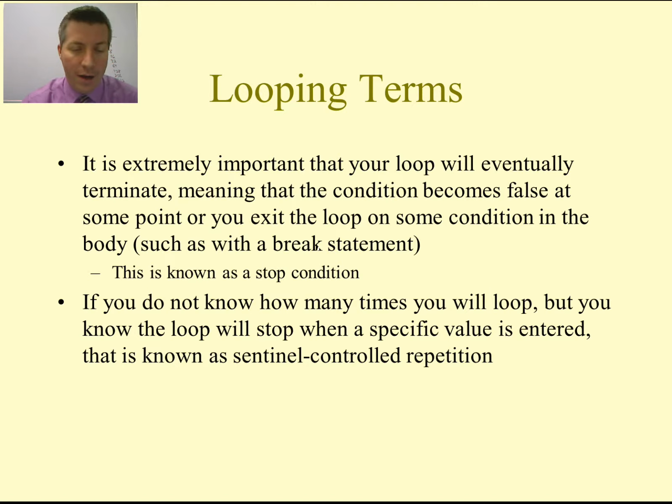There is another terminology, sentinel controlled repetition. If you don't know how many times your program is going to loop, but you do know that the loop will stop when a specific value is entered, this is known as a sentinel controlled repetition. We often do this by asking the user to enter a value, or enter Q when you're done. So they just keep entering values. We have no idea how many values they're going to enter. However, when they're done, they're going to enter Q. And so that's known as a sentinel controlled repetition, because we don't know how many values we're actually going to get. However, we've told the user, when you're done, enter Q.